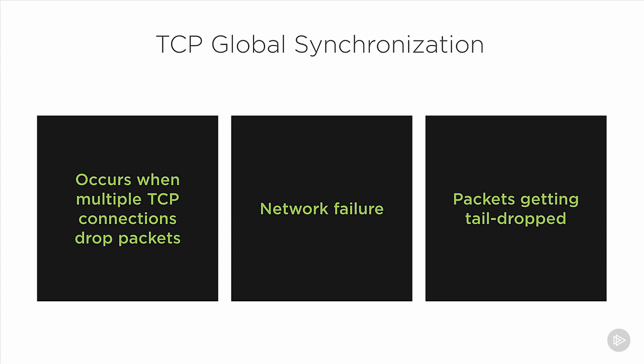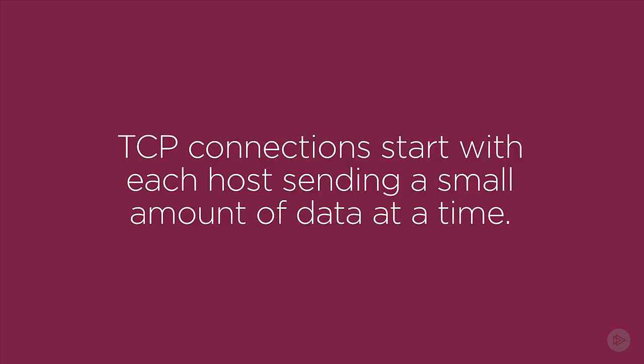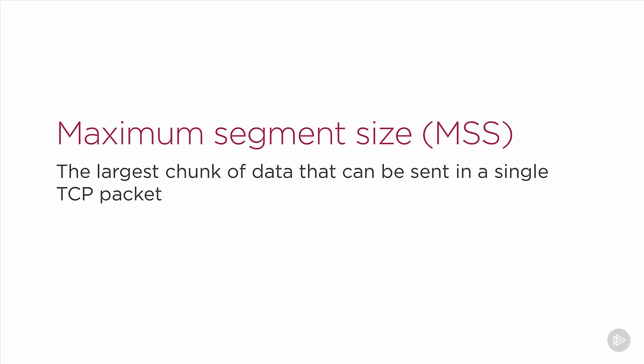To understand global synchronization, we need to understand the life of a TCP connection. When two TCP hosts establish a connection, they don't just immediately begin sending data as fast as possible. Instead, when a TCP connection is initially established, each host will send only a small amount of data that is typically going to be the same size as the TCP maximum segment size, or MSS. The MSS is simply the maximum amount of data that can be crammed into a single TCP packet.